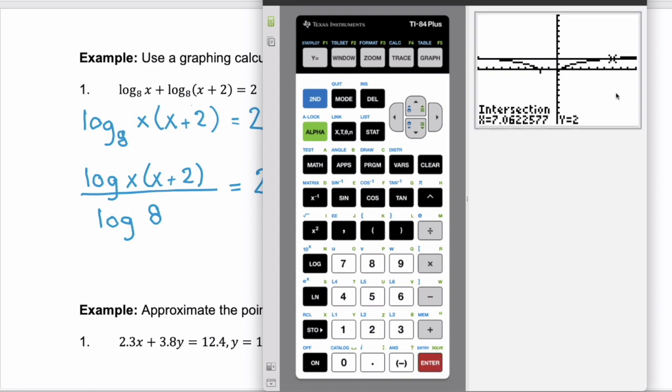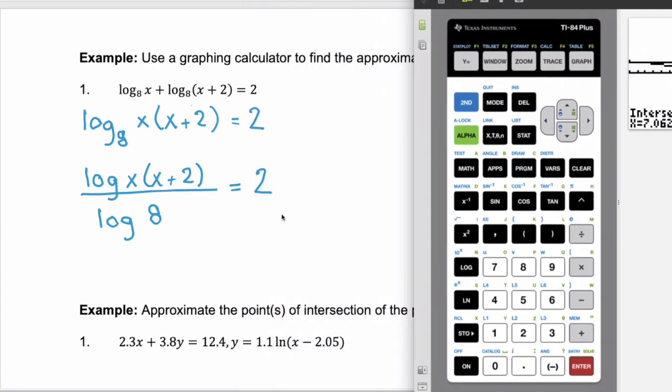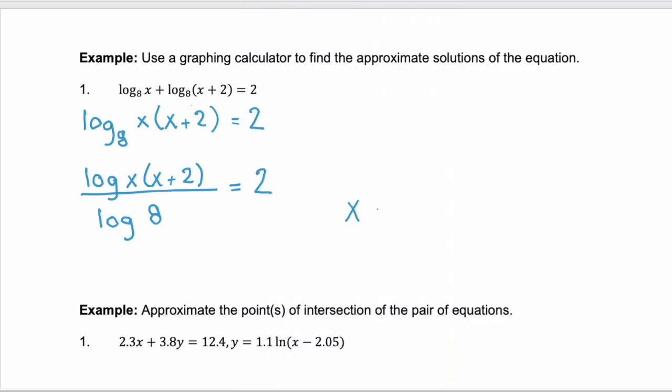Yes, we do. Notice that our point of intersection is here on the right-hand side, and we want to look at what our x value is to get a y of 2, and that is an x value of 7.06. So our solution is that x equals 7.062.